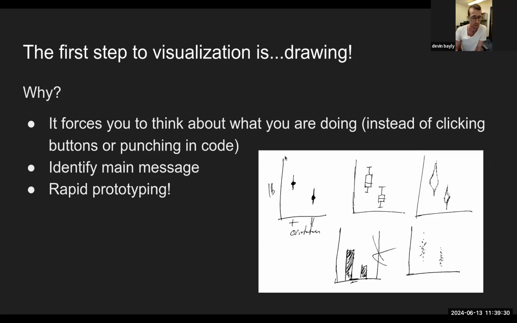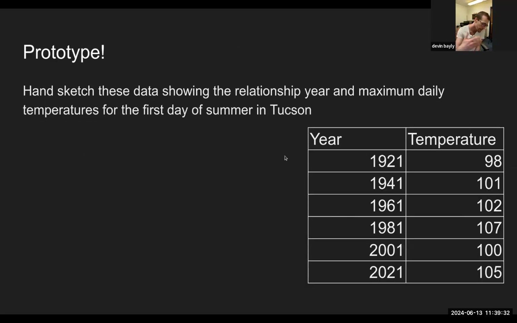So on my next slide, I'm going back to this example again, temperature on the different solstices. And I want us to do a hand sketch. So we're going to take like 1 or 2 minutes to do this. If you have paper around, that's awesome.